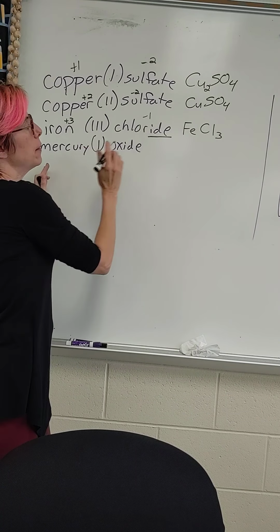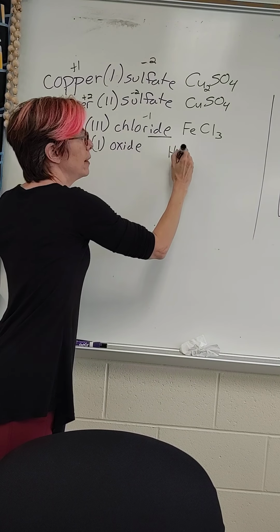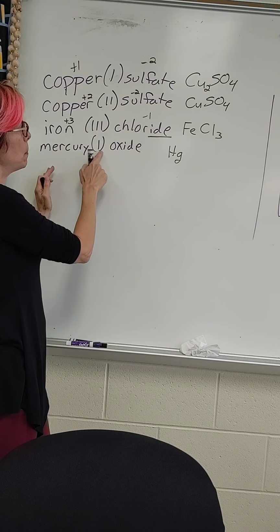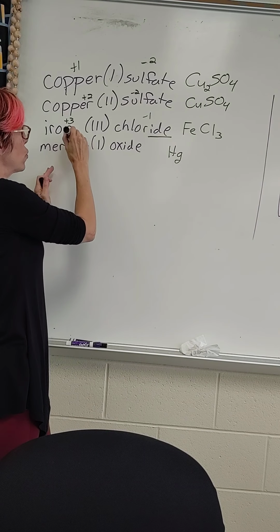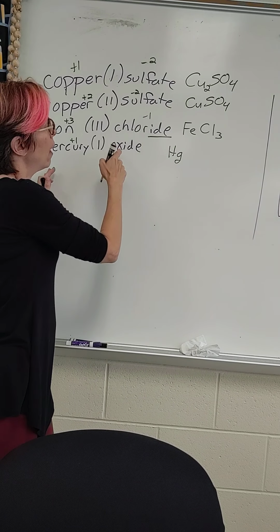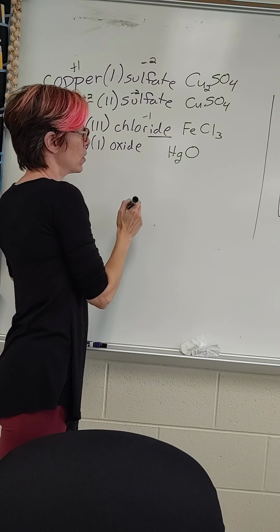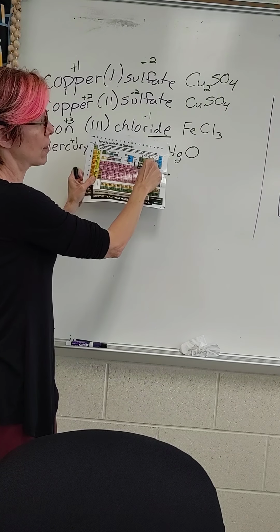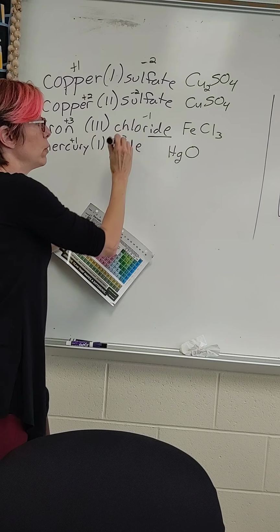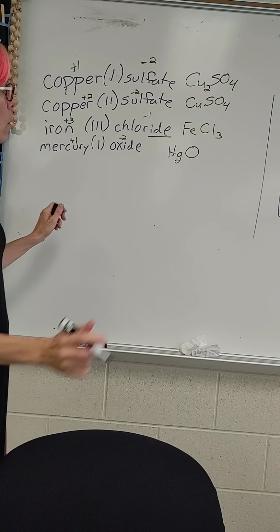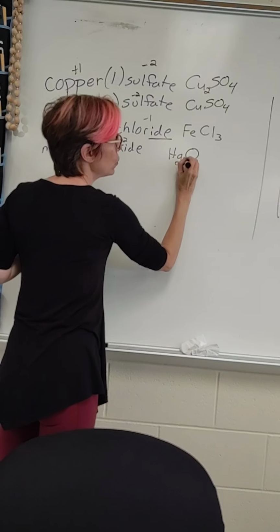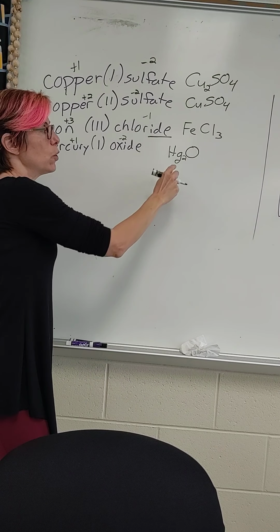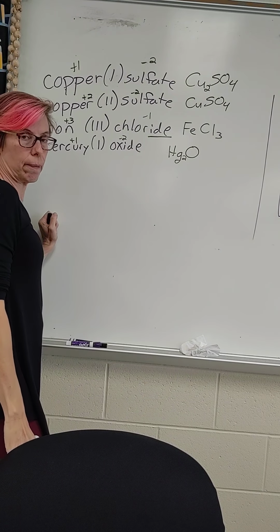Mercury 1 oxide. Mercury is Hg. This particular mercury ion has a charge of +1. Oxide, that's just the oxygen ion. When you look it up on your periodic table, oxygen has a charge of -2. So I'm going to need 2 of the mercuries to balance out the charge of the oxygen.